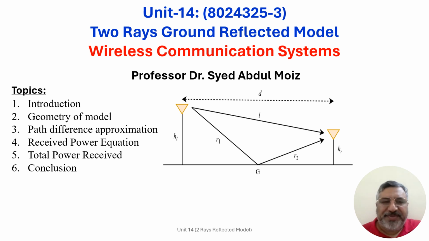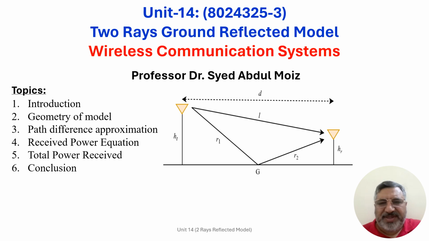Bismillah ir-Rahman ir-Rahim. As we have already discussed, there are two types of wireless fading models: one is the large scale fading model and the other is the small scale fading model. We have already discussed mostly the large scale fading models. And the two-ray ground reflected model is also a large scale fading model. And this model is a very simple propagation model used in wireless communication.